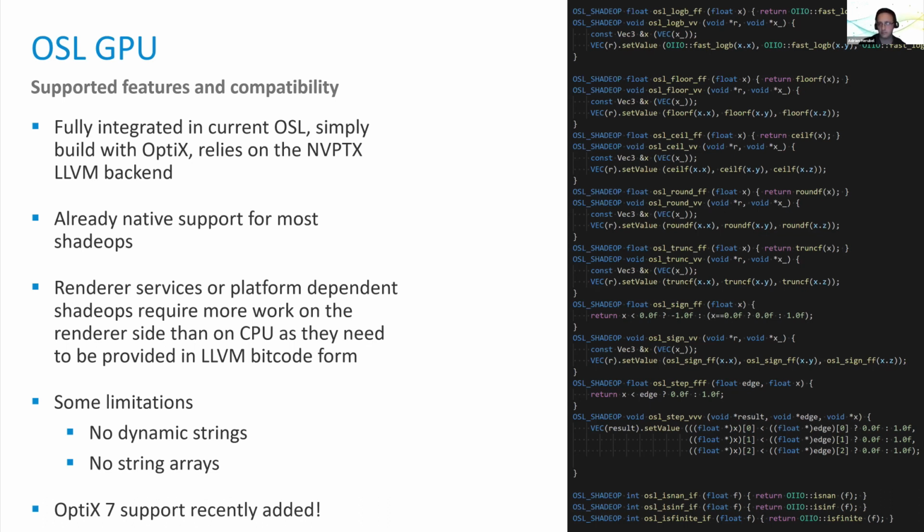And for the status of the project, one major contribution that was added recently is basic OptiX 7 support. As you all know, OptiX 7 is the big rewrite of the OptiX API. It's completely breaking. It's a new and modern way of using OptiX, and it's really the way to go forward.